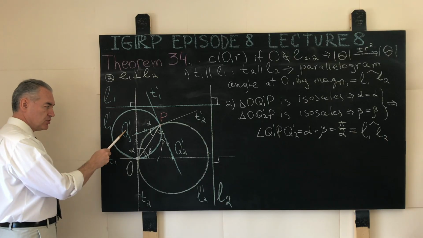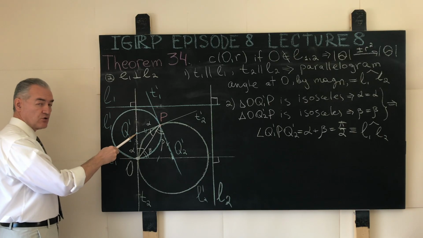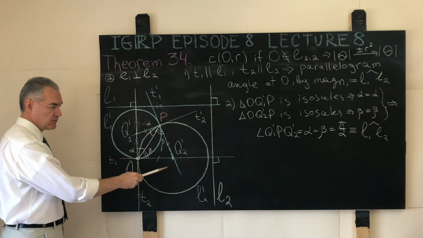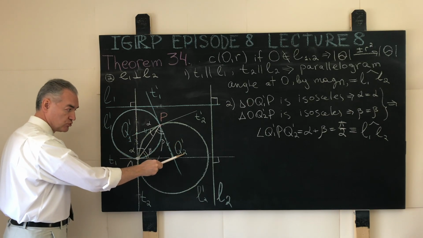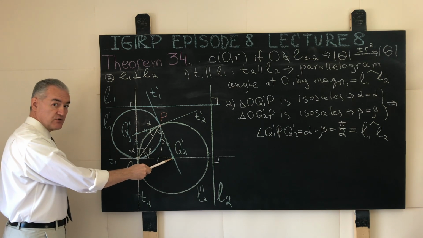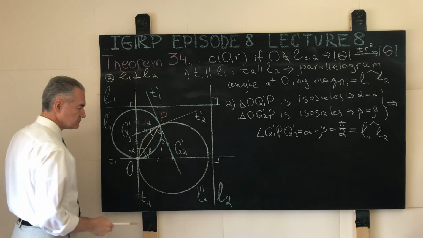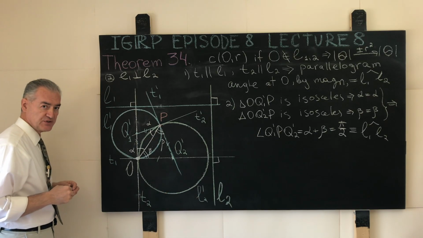Let the point Q prime 1 be the center of the blue image circle L prime 1, and let the point Q prime 2 be the center of the green image circle L prime 2. Now, what are we trying to prove in this case?